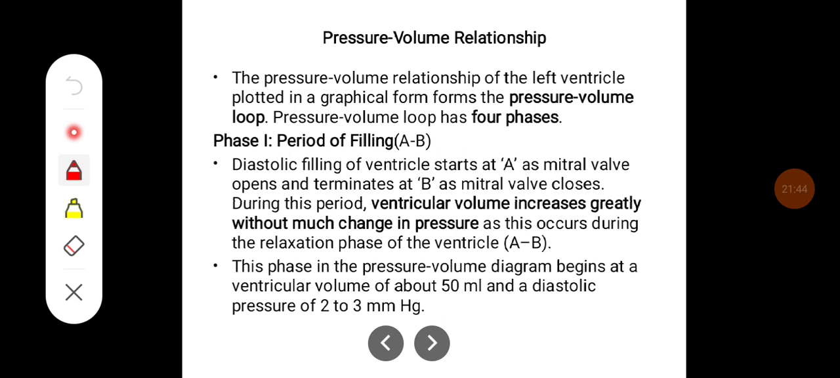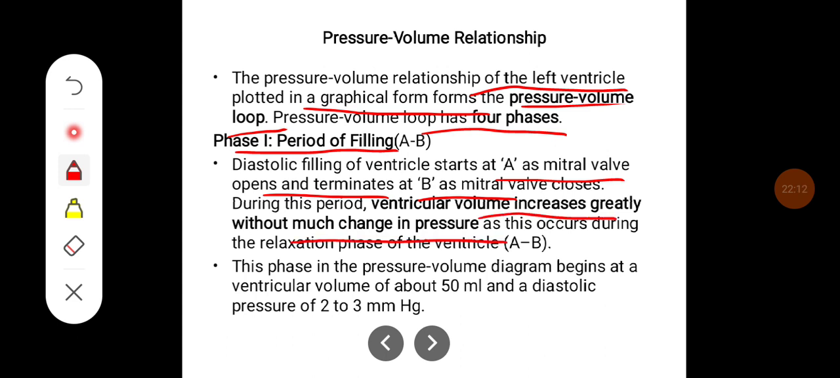So the pressure volume relationship of the left ventricle is plotted in graphical form, the pressure volume loop. The pressure volume loop has 4 phases. Phase 1 is the period of filling. The diastolic filling of the ventricle starts at A as the mitral valve opens and terminates at B as the mitral valve closes. During this period, the ventricular volume increases greatly without much change in the pressure, as this occurs during the relaxation phase of the ventricles.